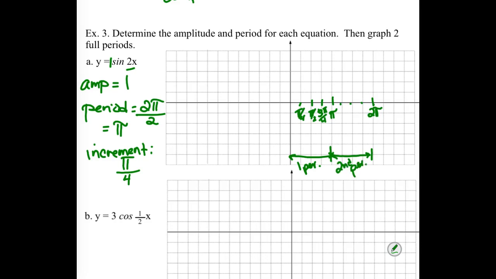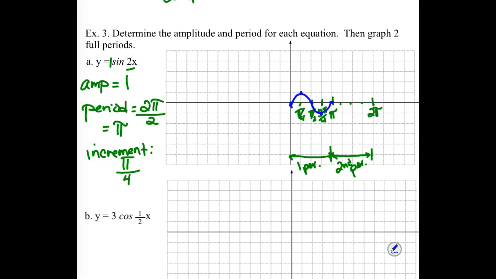All right, we are graphing a sine curve. Sine curves start at 0. We said the amplitude is 1, so we aren't stretching or compressing at all. So my first high point will be here, then I'm back to 0, then I'm at my low point, back to 0. That is 1 period for sine.